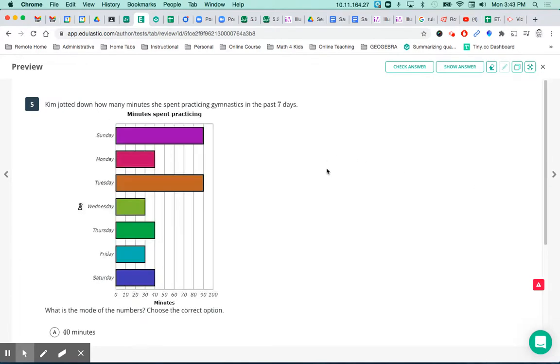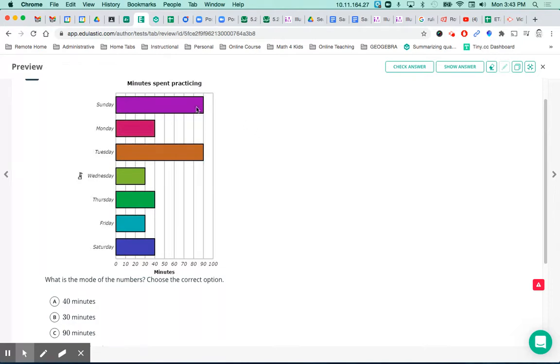Number 5, what is the mode? Again, I would write these numbers down. I wouldn't just read the diagram. I would write the numbers down to identify the mode. In this case, our mode is going to be 40 minutes because 40 minutes happens once, twice, 3 times. Okay, 3, and 3 is the most. Looks like the others happen twice. There's 2 that are 30 and 2 that are 90.